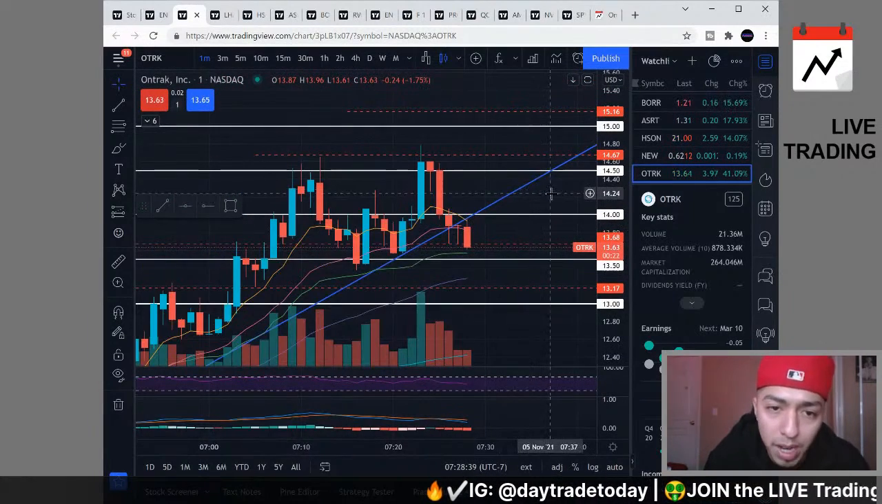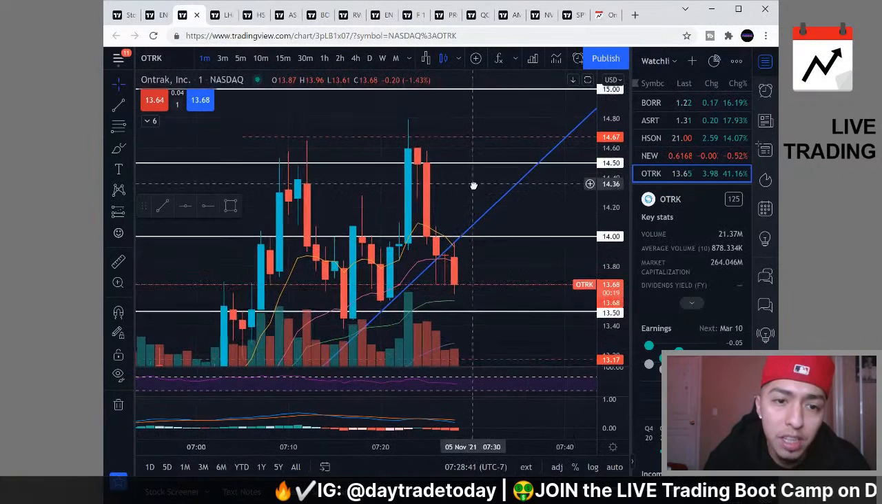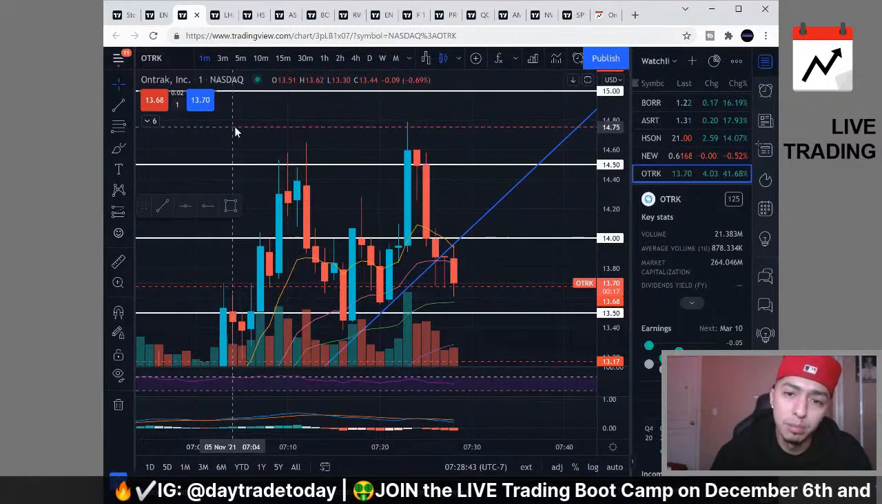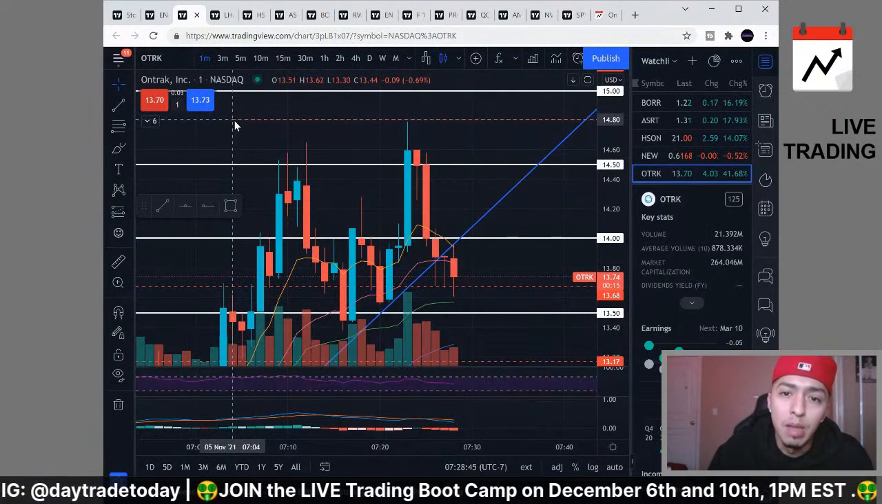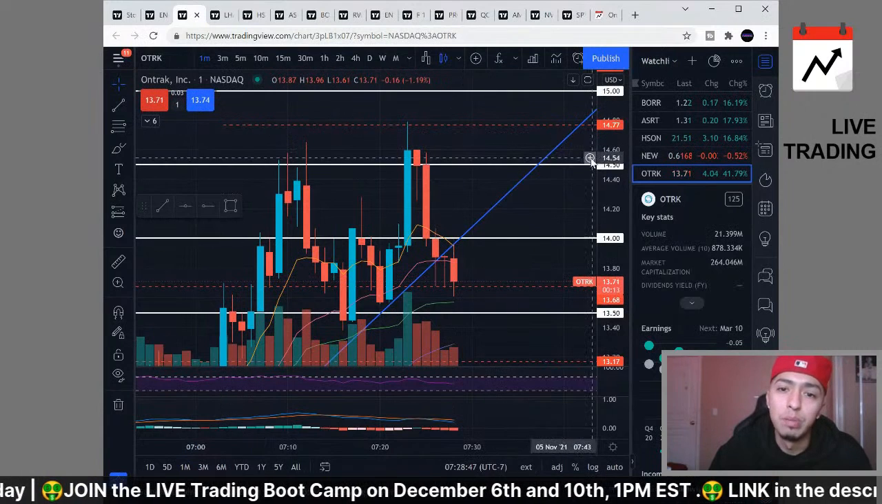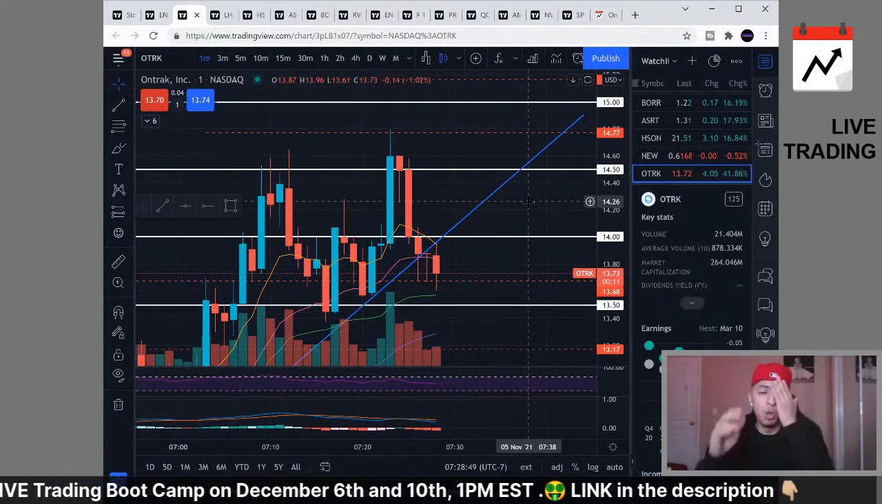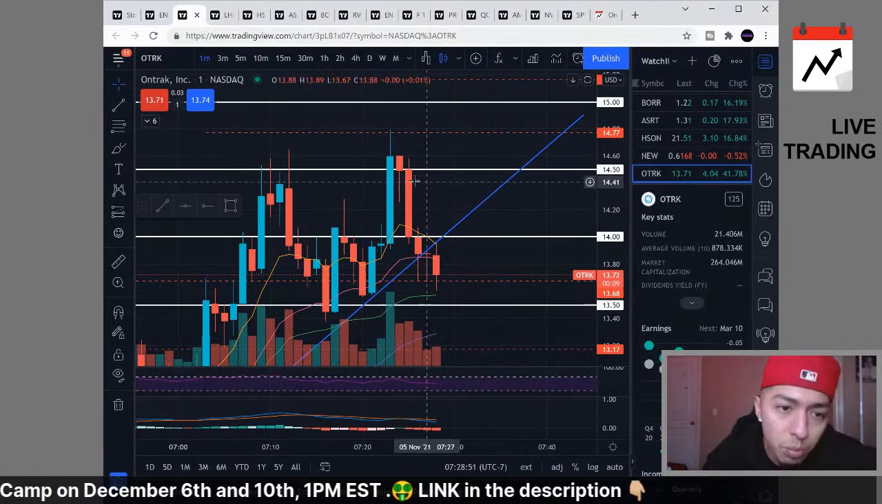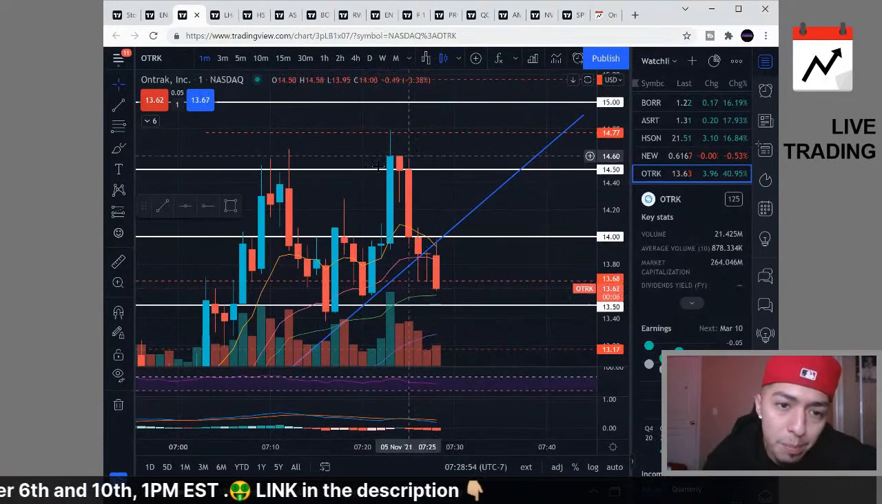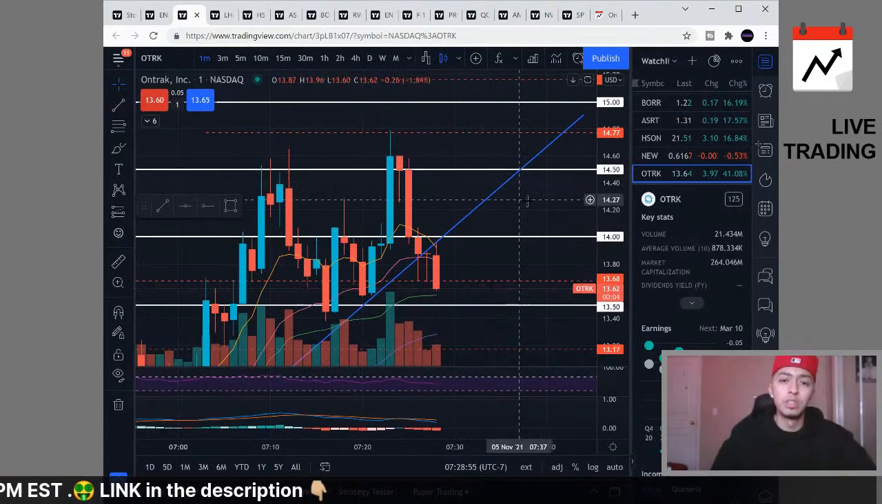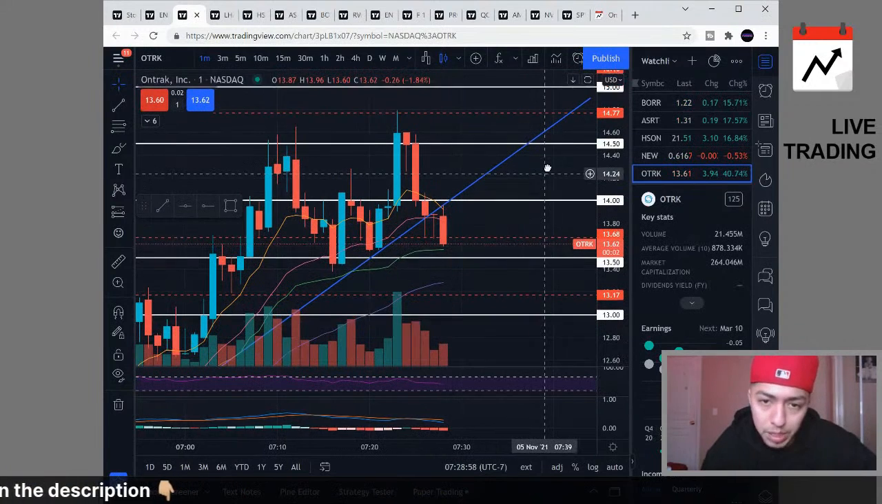And when you do look for a better entry, definitely consider a higher entry. Maybe 1477 would be a better entry after we go back up, just in case we get caught in a triple top or head and shoulders. But yeah, it's OTRK.